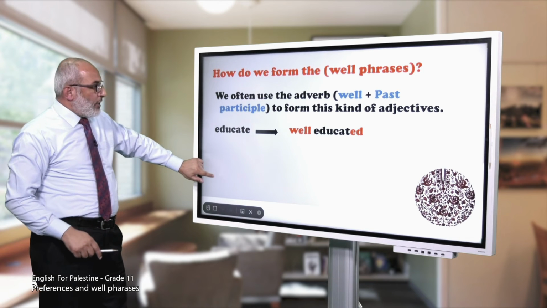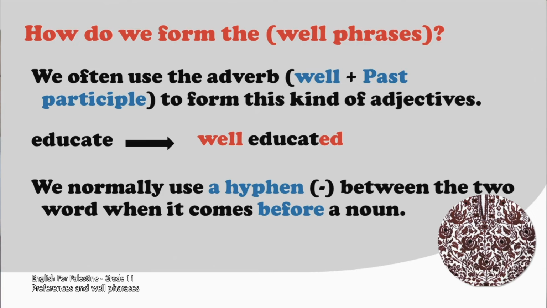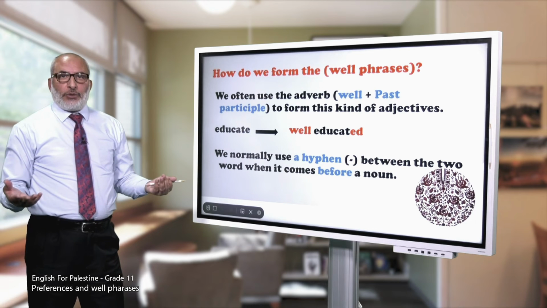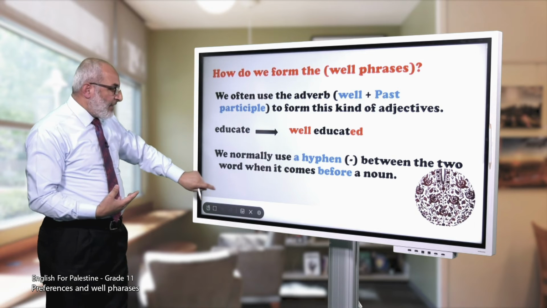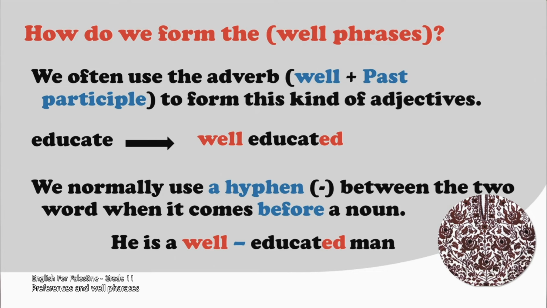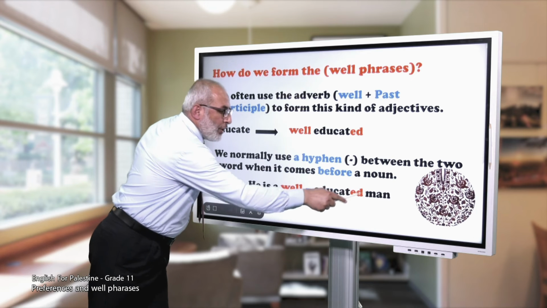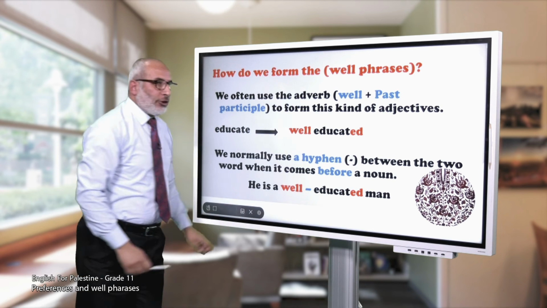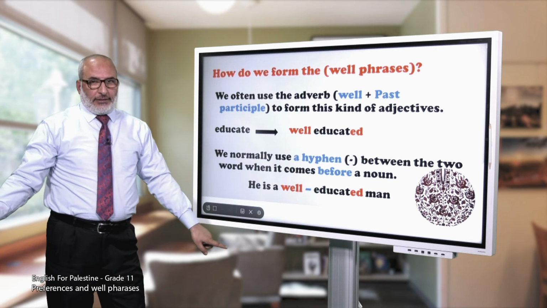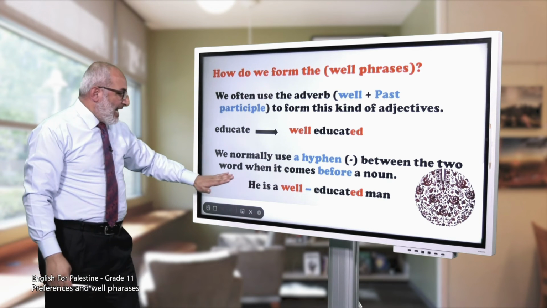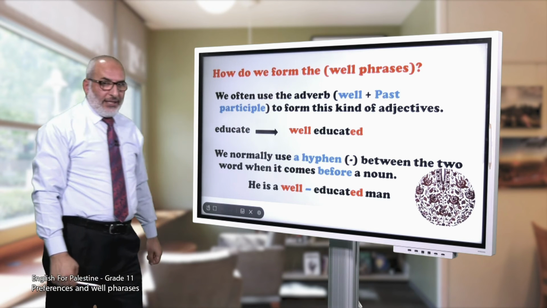But sometimes we put a hyphen between the two words, between well and the past participle of the verb. When do we put this hyphen? We put it when the adjective is followed by a noun. Look at this example. He is a well-educated man. If we have no noun after this adjective, we don't put a hyphen. He is well educated, with no hyphen, but he is a well-educated man, right?